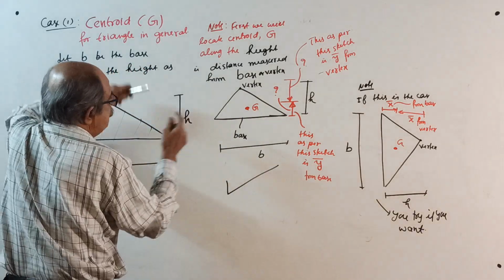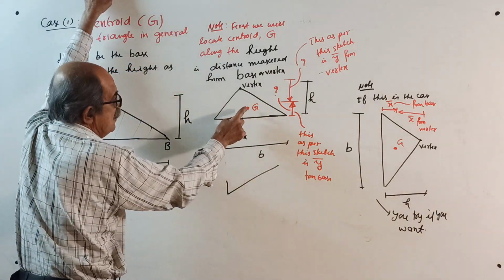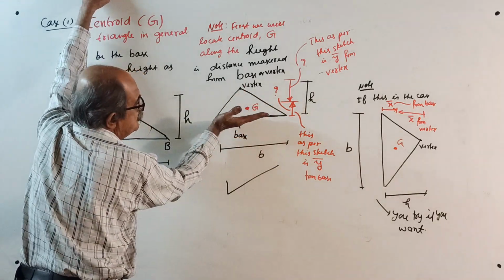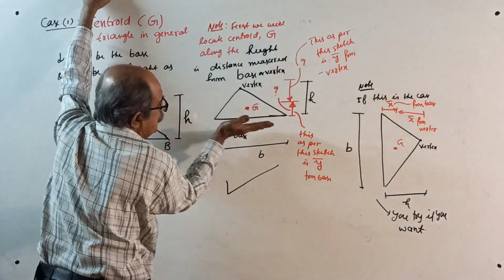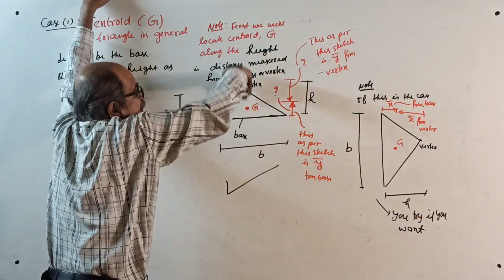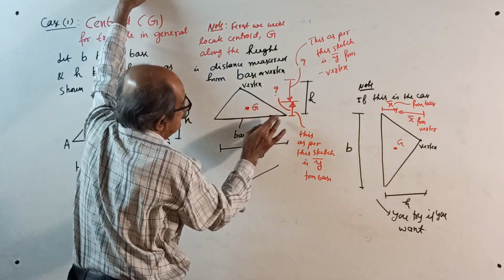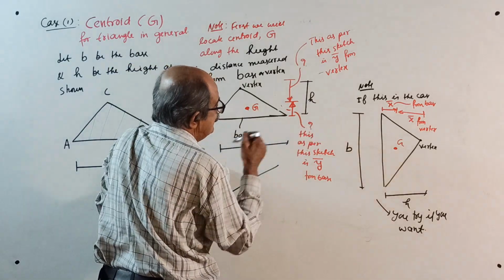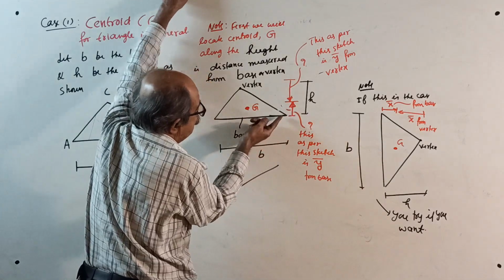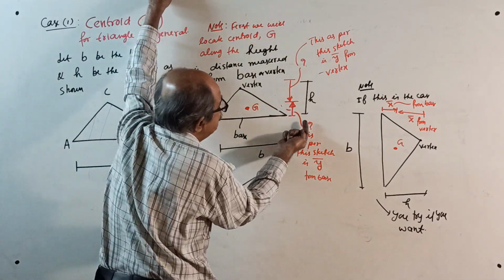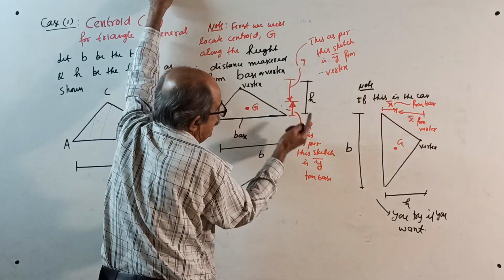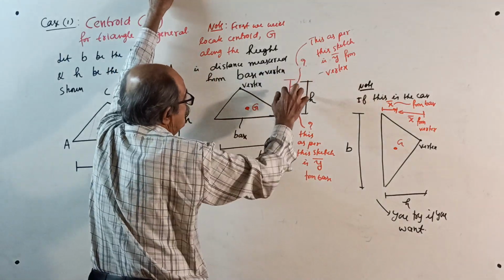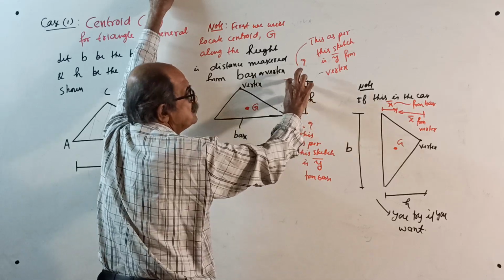See, if this is the centroid, I will tell you later why it came there. Then this distance is along the height, measured from the base. This distance, I'll put a question mark here, otherwise confusion. This question mark means: measured from the base along the height, where is the centroid? Of course, you will get 1/3 of h later. Once this is 1/3 of h, this is 2/3, understood?